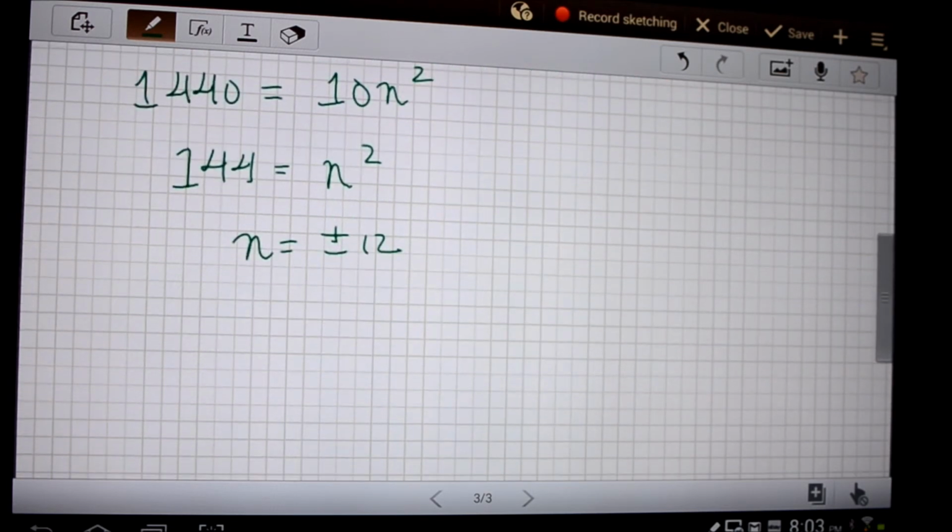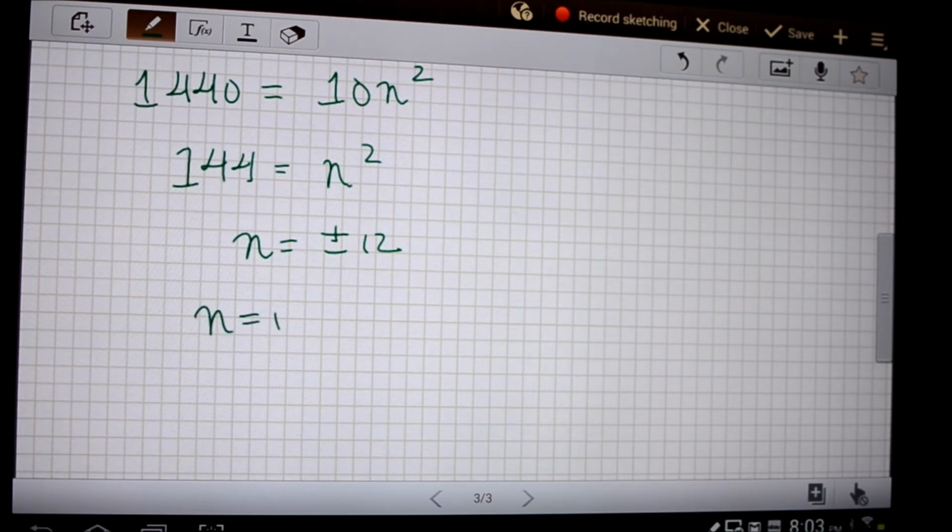But since n represents the number of terms, you can't have a negative number of terms. So negative 12 is rejected. The IB examiners like that word rejected. Therefore, n equals 12. There are 12 terms.